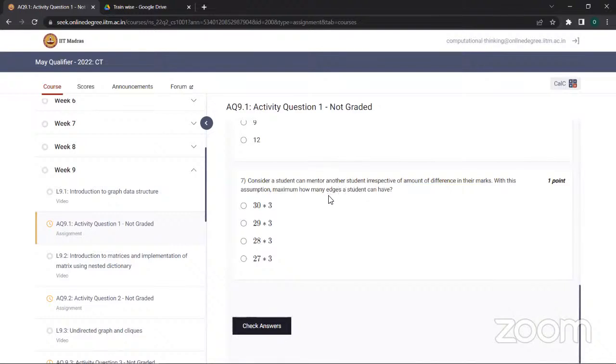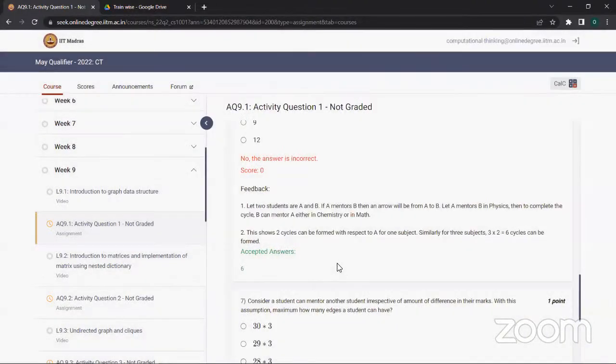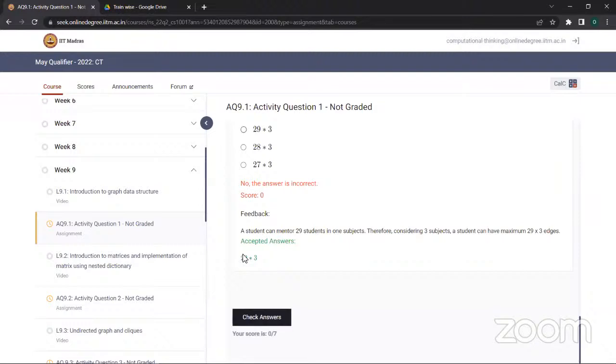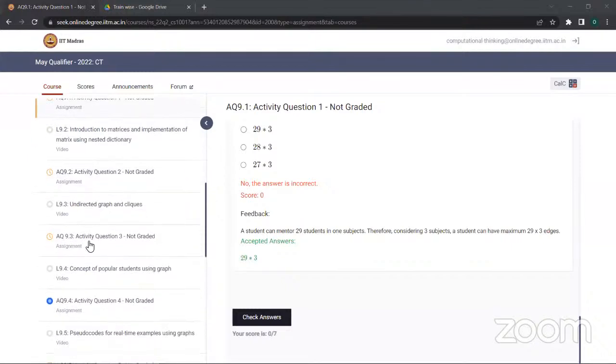See, this has nothing to do with that particular question. Who can mentor the maximum number of students? The topper of the class. As per our data set, we have 30 students. If I am the topper, how many maximum students can I mentor? 29. And I can do that for 3 subjects? Yes, sir. That's why 29 by 3, I guess, is the answer. Oh, okay. It's as simple as that. But for cliques, why is it n minus 1 by 2 then? That I will come to.